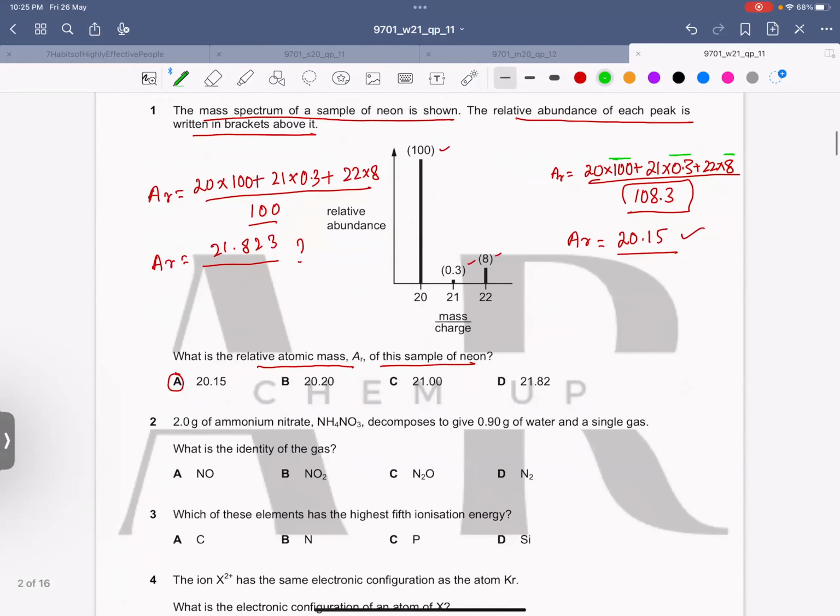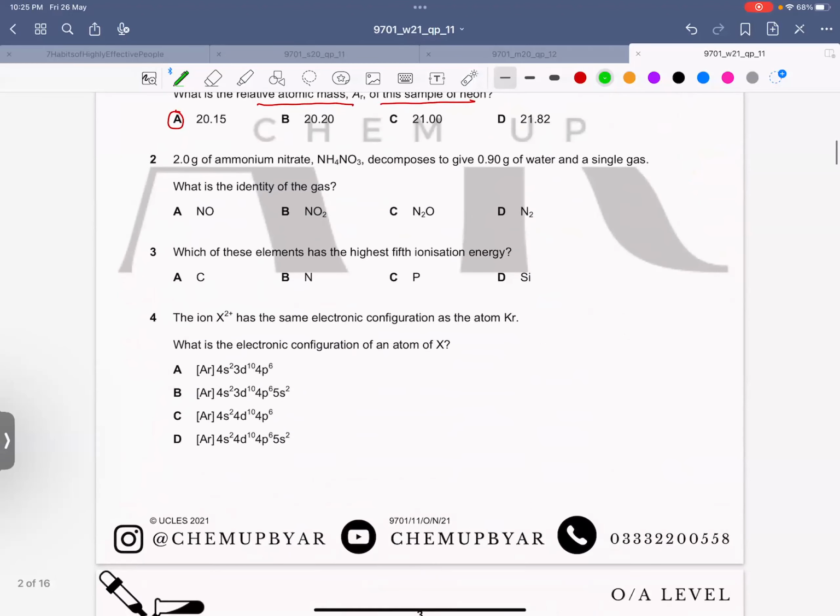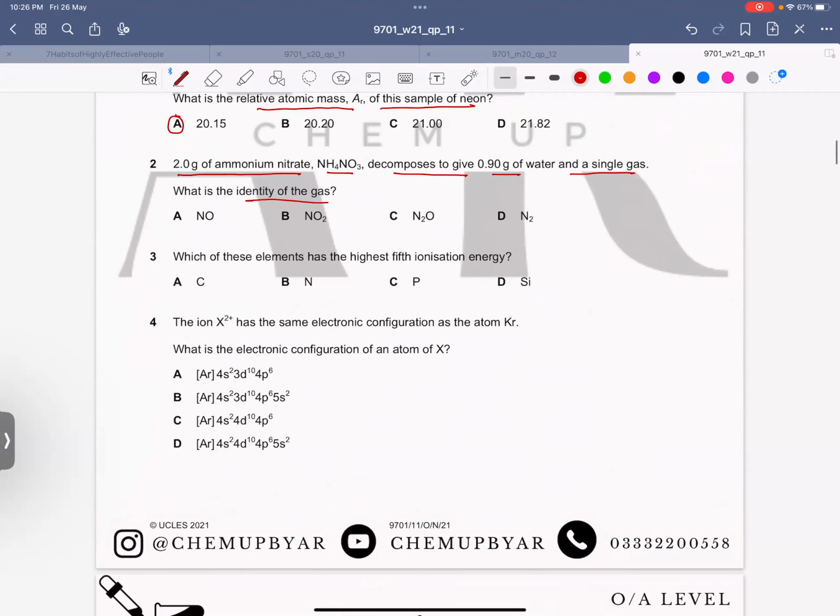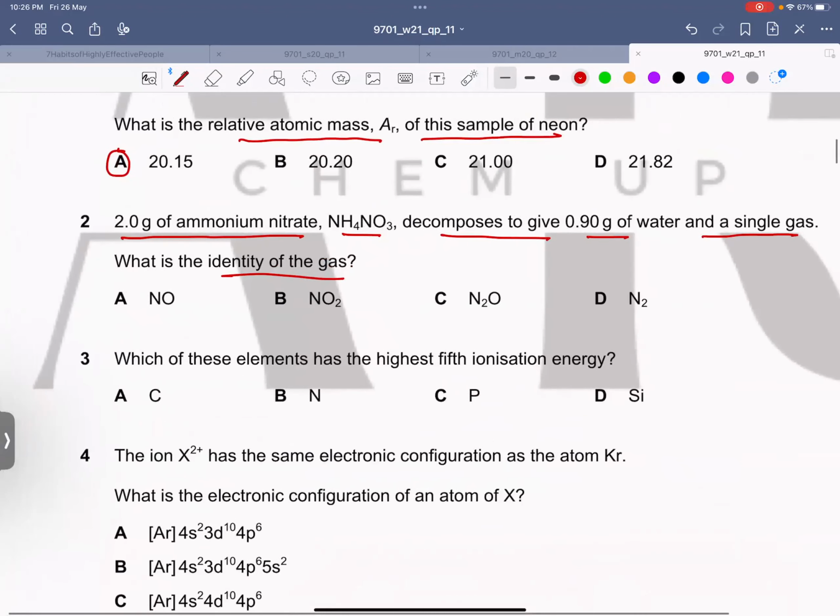Now, question number 2. 2 grams of ammonium nitrate, NH4NO3, decomposes to give you 0.90 gram of water and a single gas. What is the identity of the gas? Okay. So, can anybody just quickly calculate the Mr of ammonium nitrate? It's 14 for nitrogen, 14 plus 4 gives 18, 18 plus 14 plus 48.